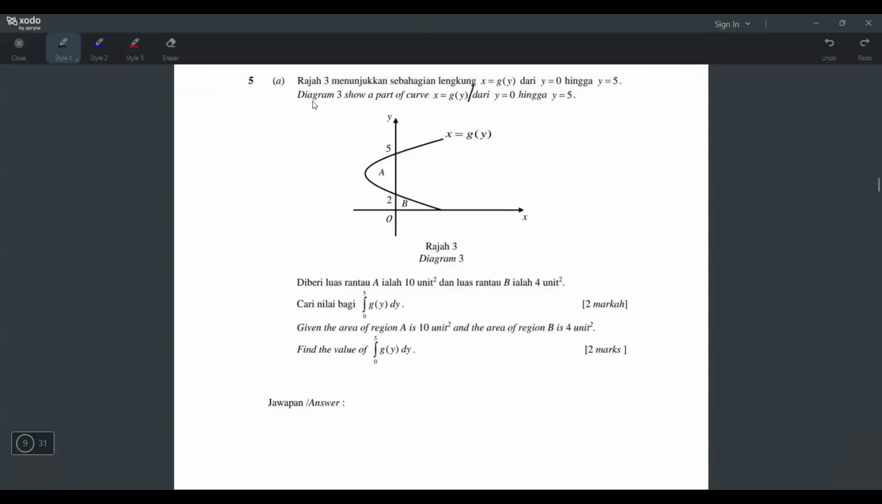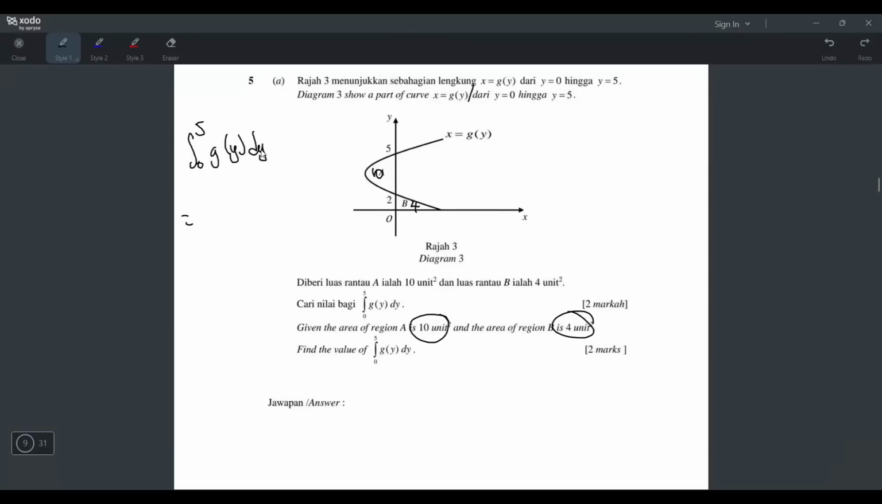Let's finish reading first. Diagram 3 shows part of the curve from y = 0 to y = 5. So far so good. Given the area of region A is 10 unit square, let me label it. So this A is 10, and the area of region B is 4 unit square. Find the value of the integral from 0 to 5 of g(y) dy. Let's find out where this region is first.